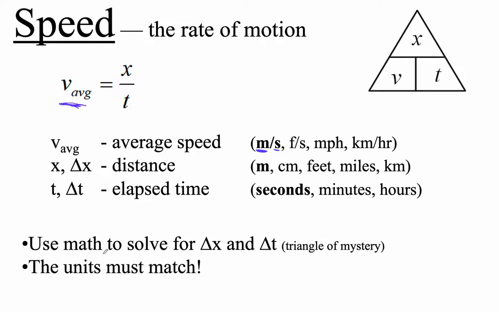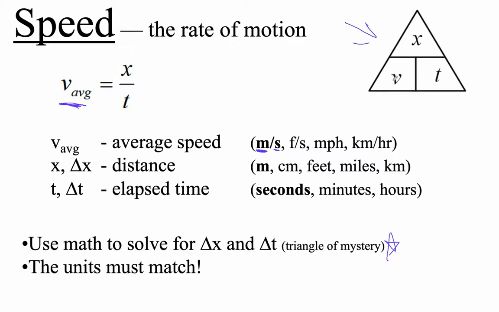Okay. And if you're solving for v, obviously you just go x divided by t, the distance divided by time, right? But if you're solving for t, or solving for x, we have to do a little bit of math. And that's why we have the triangle of mystery here. Okay, this is the triangle of mystery.